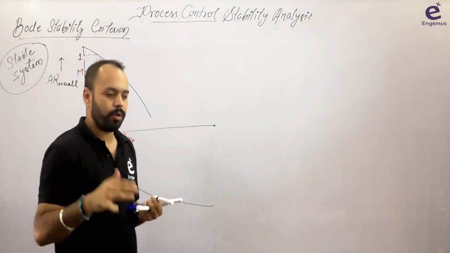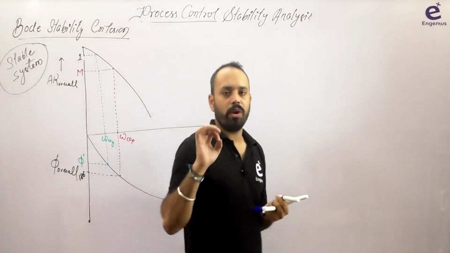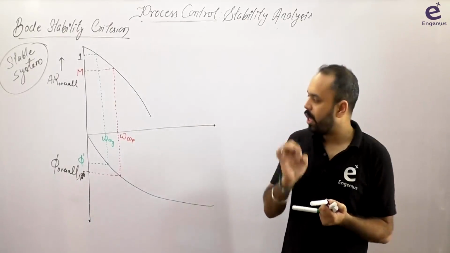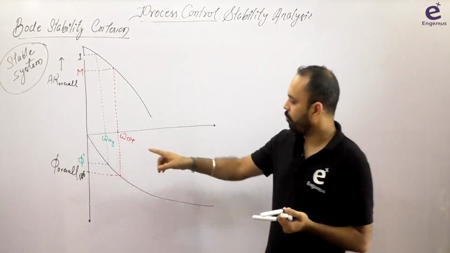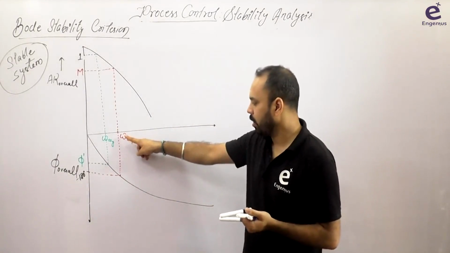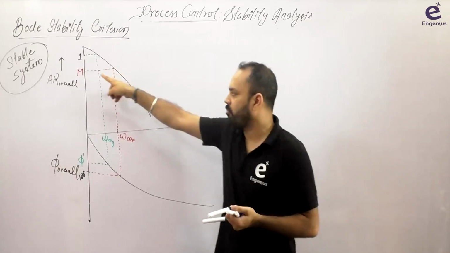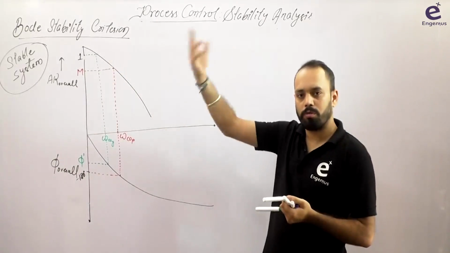When phi overall is equal to minus 180 degree. What is gain crossover frequency? When AR overall is equal to 1. So when you calculate phase crossover frequency, then we check the stability in terms of M, whether M is less than 1, equal to 1 or more than 1.